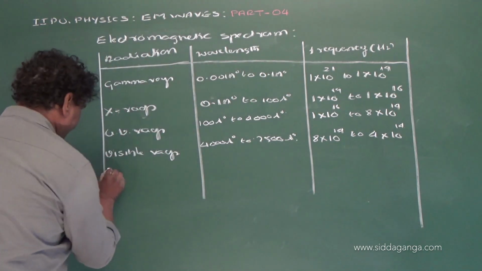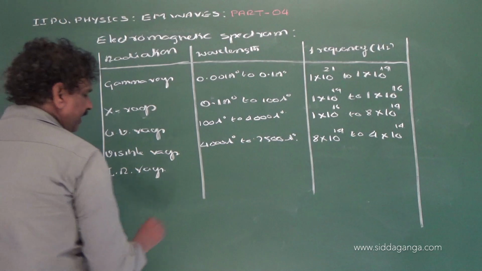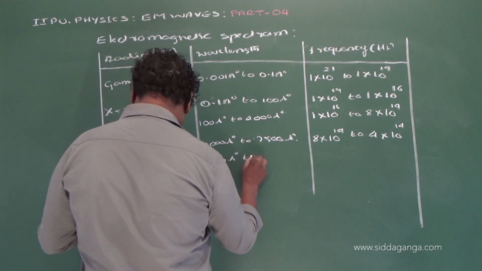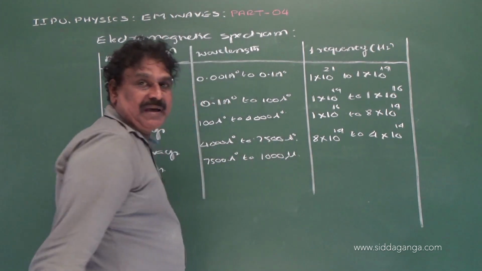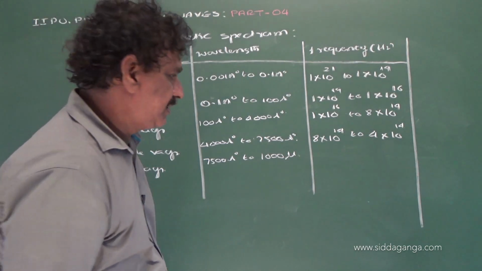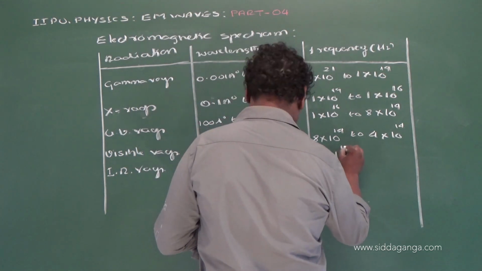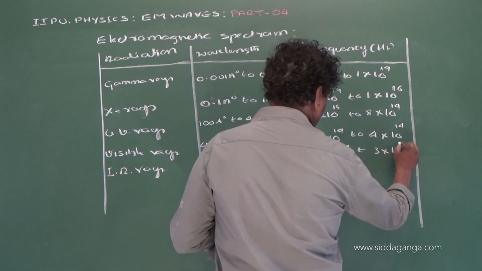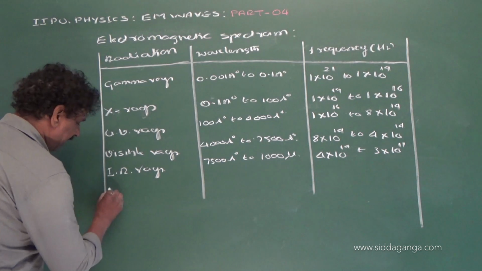Next comes infrared rays having wavelength range from 7500 angstrom unit to 1000 micron. 1 micron is equal to 10 power minus 6 meter. Now the frequency range is 4 into 10 raised to the power of 14 to 3 into 10 raised to the power of 11.